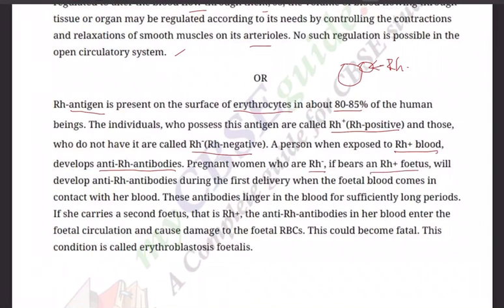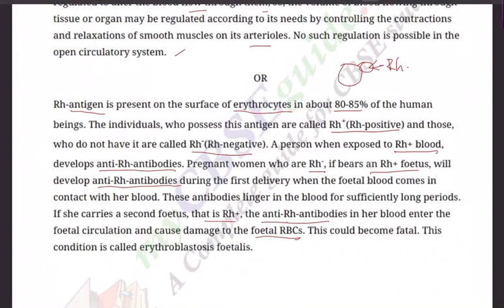Pregnant women who are RH negative, if bears an RH positive fetus, will develop anti-RH antibodies during the first delivery when the fetal blood comes in contact with her blood. The antibodies linger in the blood for sufficiently long periods. If she carries second fetus, that means if the lady becomes pregnant second time, then the anti-RH antibodies in her blood enter the fetal circulation and cause damage to fetal RBC.